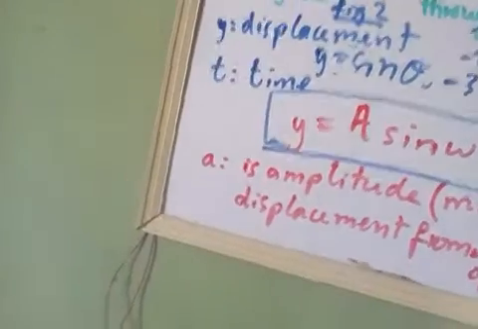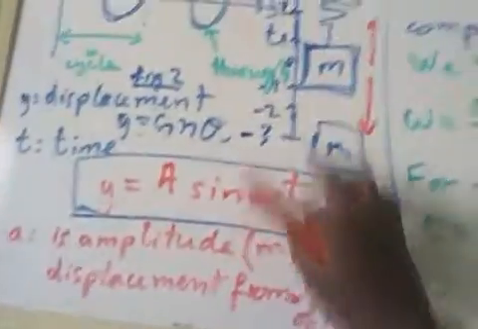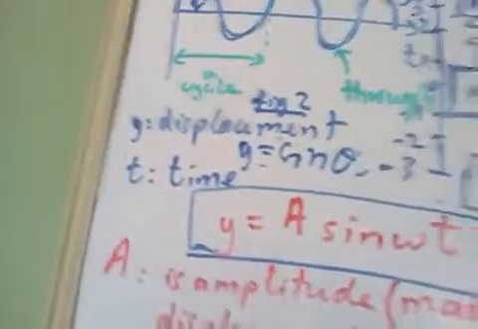So like I was saying, this is the representation of how an object is moving in a simple harmonic motion, and this graph can be represented through this formula, that is, if A is the amplitude, therefore y, which is the displacement, is equal to the amplitude, A, times sine wt. W, we said it before, is the angular velocity. Then t is the time taken, and this is called the equation of motion of an object in simple harmonic motion.